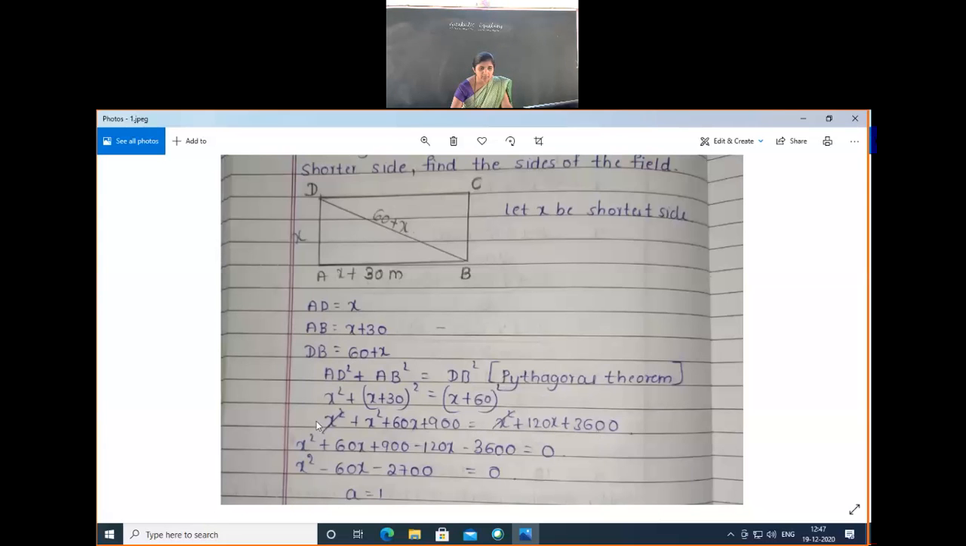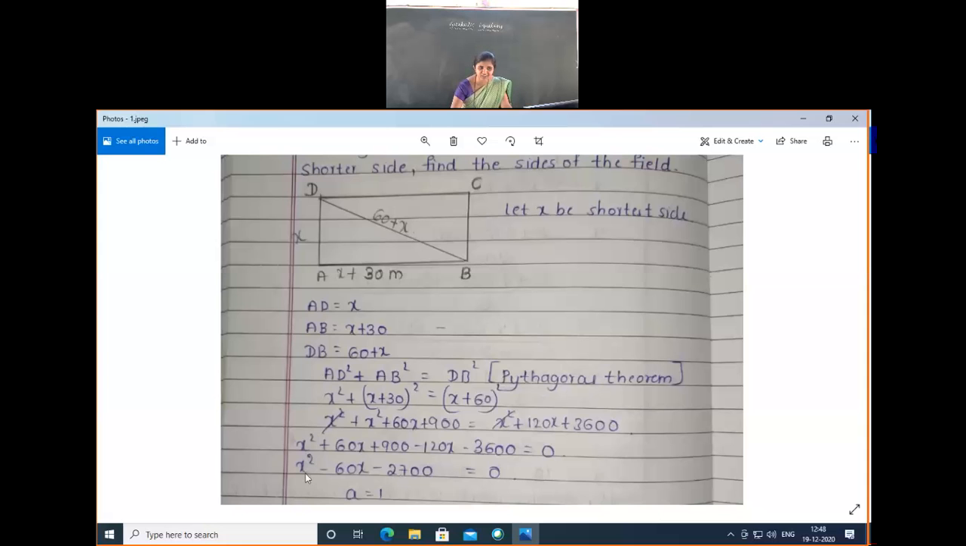Now on both sides we see x square is common, so it is cancelled. Then x square plus 60x plus 900 is equal to 120x plus 3600. Take 120x and 3600 to this side. Then we get x square plus 60x plus 900 minus 120x minus 3600 is equal to 0. After simplification, x square minus 60x minus 2700 is equal to 0. So this is the required quadratic equation.